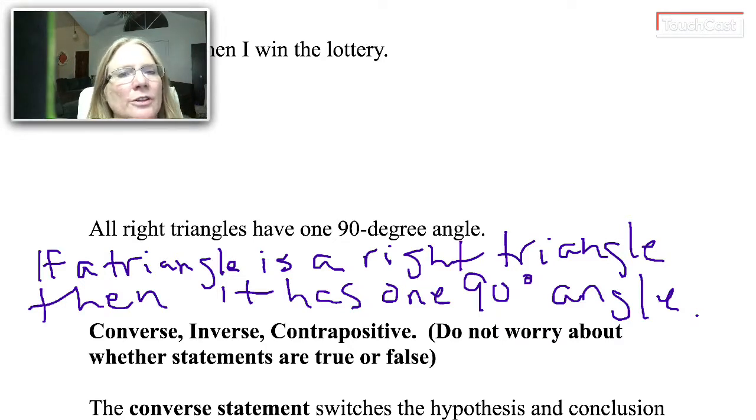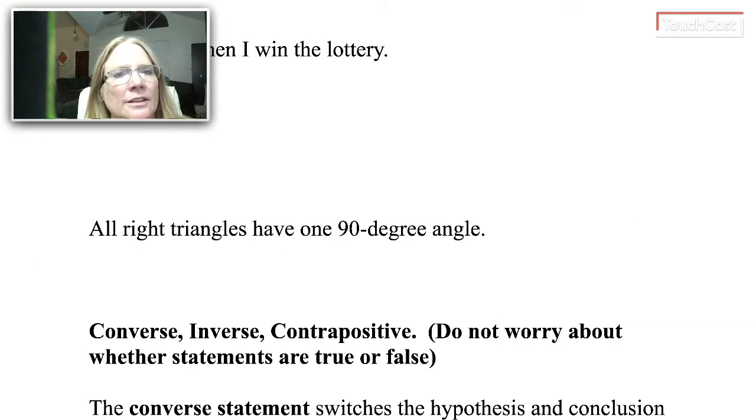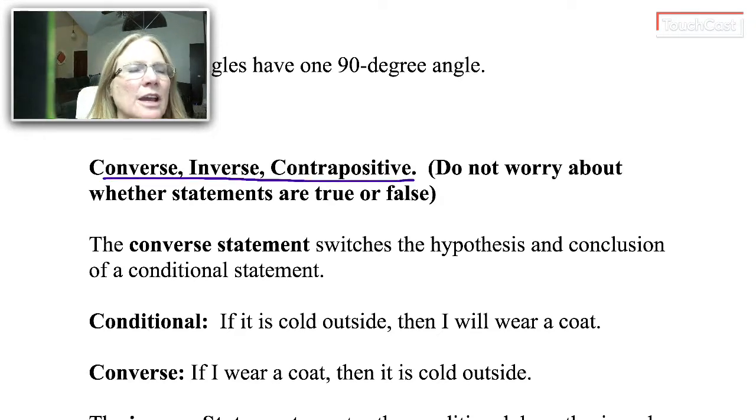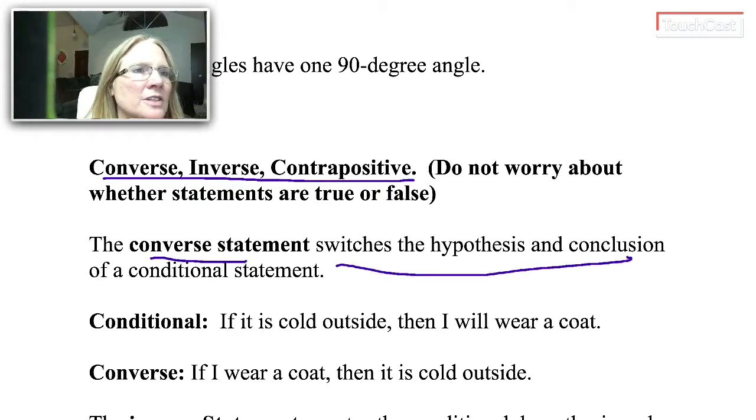All right, now we're going to add on to this. And you see the words converse, inverse, and contrapositive. Okay, right now we're going to write some statements. Don't worry about whether the statements are true or false. We're going to talk about that tomorrow. Today we just want to be able to write these statements in the correct forms. Okay, so the converse statement is going to switch the hypothesis and the conclusion of a conditional statement.